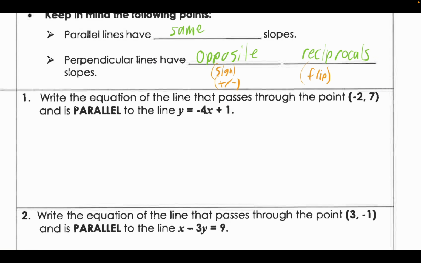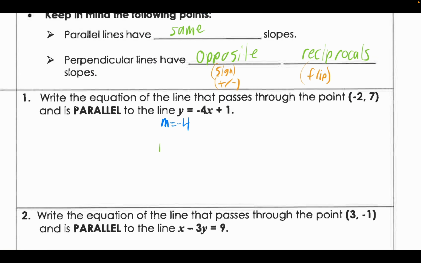However, we are told it's parallel to this line, and remember that parallel lines have the same slopes. So if we were to know the slope of this line, we could say it would be the same as the slope for our new line that we actually want. And we do know the slope of this line because y is by itself. And so the slope of this line is -4.